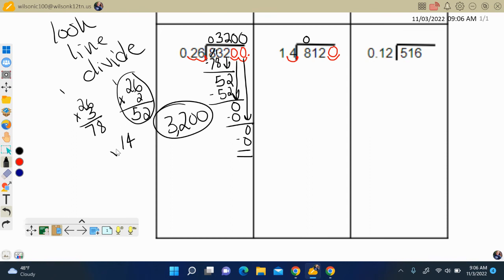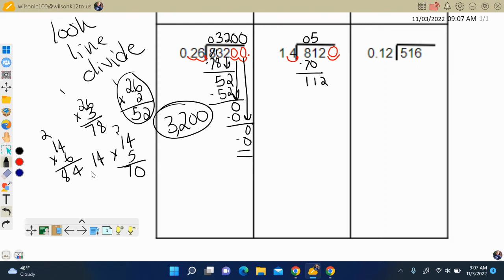I'm going to try 14 times 5. 4 times 5 is 20. That's 70. Let's try 14 times 6. 6 times 4 is 24. Uh-oh, that's 84. So 14 can go into 81 5 times, and that gets me 70. If I subtract, I'm going to get 112.